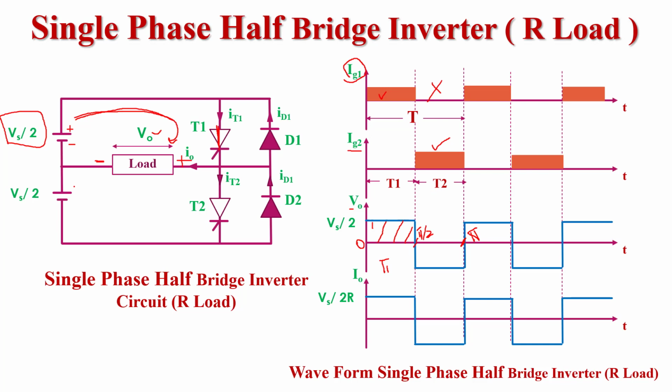In this duration, when T2 is turned on, it behaves like a closed switch. The current flows in this direction, because we know that this terminal is positive and this terminal is negative, and current always flows from positive toward negative. So the direction of current is this.